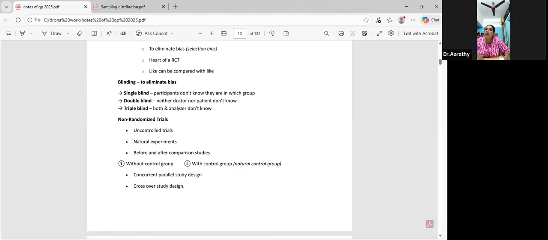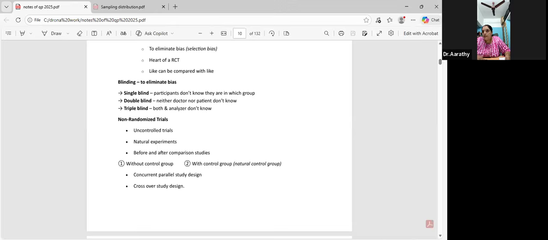Natural experiment means the researcher does not have any control on the environment or the study setting. For example, you don't have a control on epidemics or natural calamities, right? For example, you're studying the life after a natural calamity, a tsunami or a flood. You're studying the effect of that natural calamity.